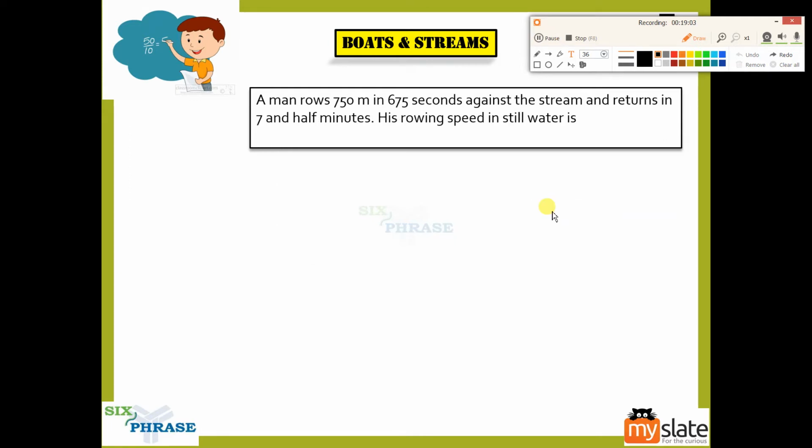So a man rows 750 meters in 675 seconds against the stream and returns in 7.5 minutes. His rowing speed in still water is... So just identify what is being asked. What is being asked is his speed in still water. So in other words, it is u. Yes, to find u. So this is what you have to find. Now what is given is a man rows 750 meters in 675 seconds.